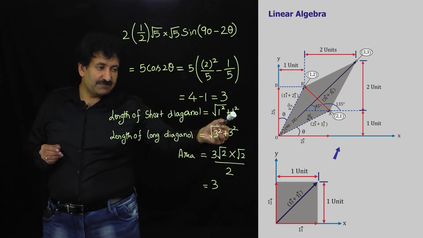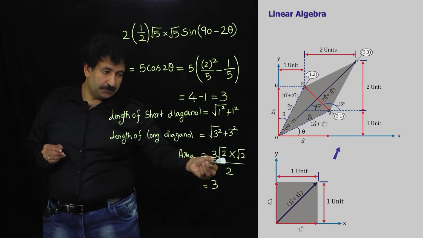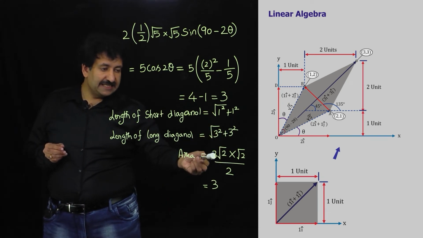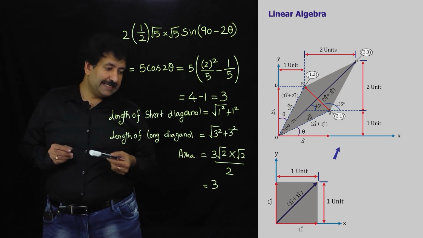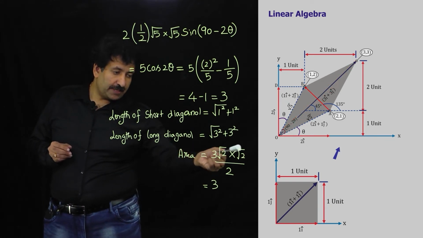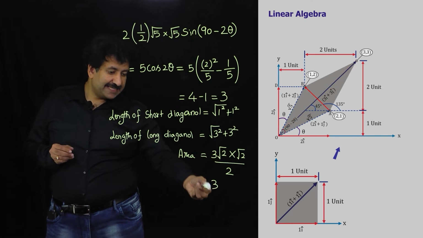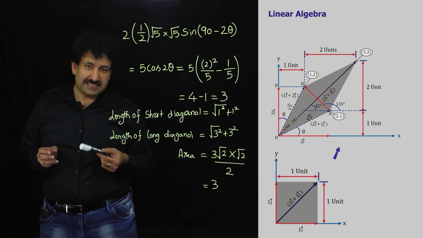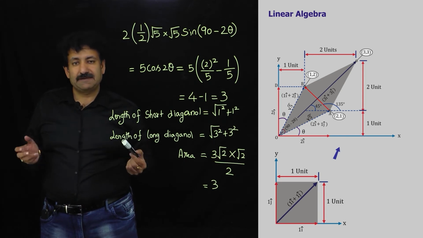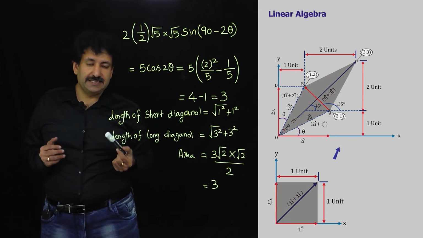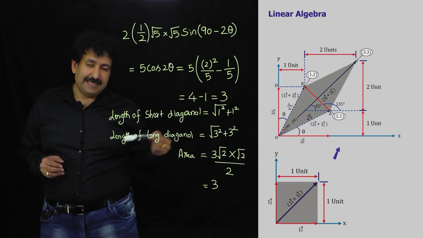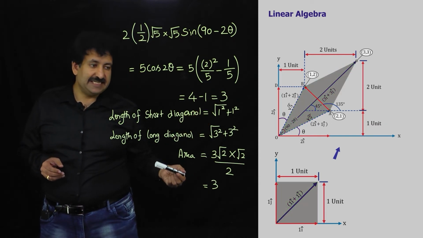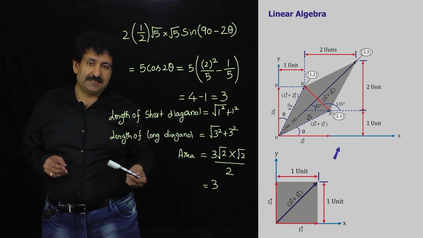Root of 1 square plus 1 square is nothing but root 2, and root of 3 square plus 3 square is nothing but 3 into root 2, and the area, which is the product of diagonals by 2, again turns out to be 3. So therefore, the determinant of the transformation matrix is nothing but the ratio of the two areas, the area of the rhombus by the area of the unit square, which is 3, got by these two methods.